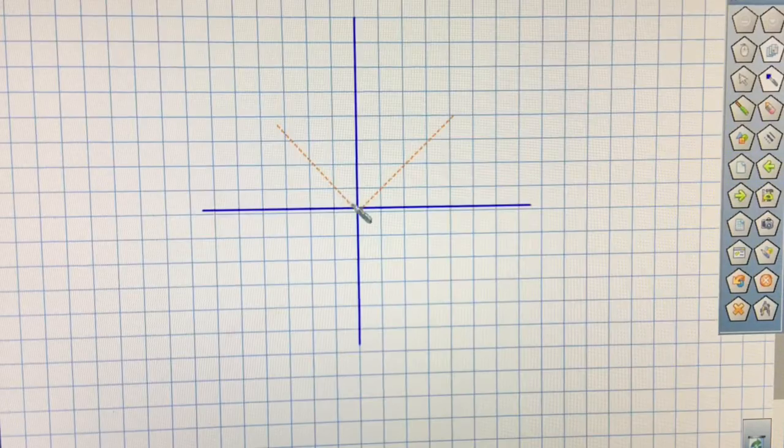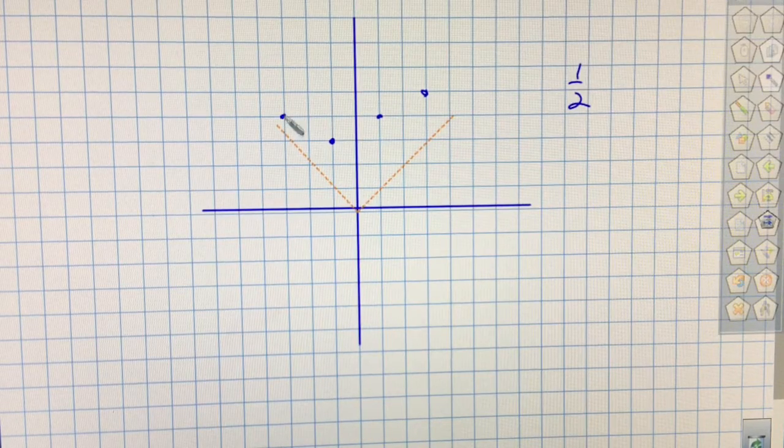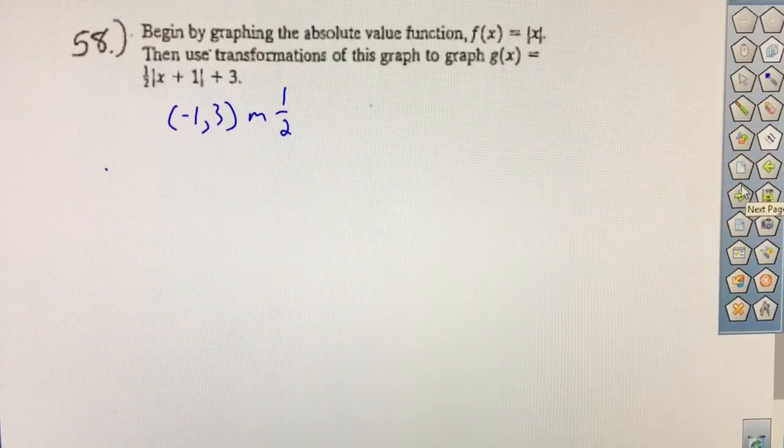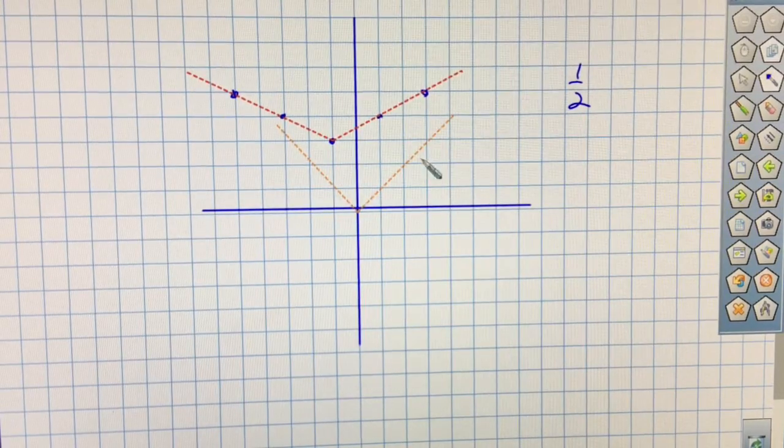So I go to -1, 3, and my slope is 1/2. So from there I go up 1 over 2, up 1 over 2, up 1 over 2, up 1 over 2, and I'm going to graph that absolute value function now. And notice it's a little wider than the parent function. This one's f of x, and this one's g of x.